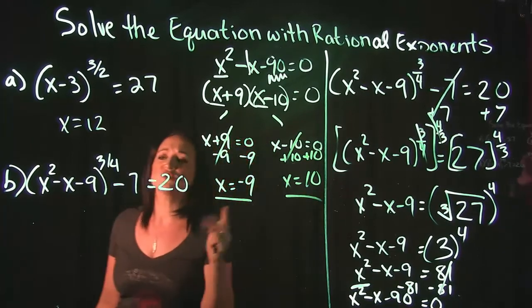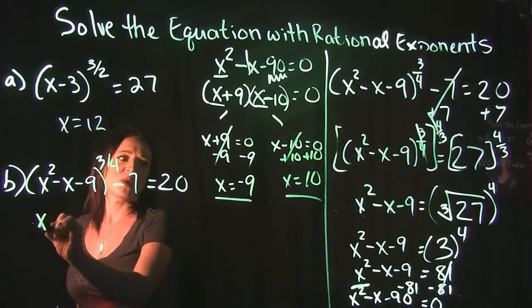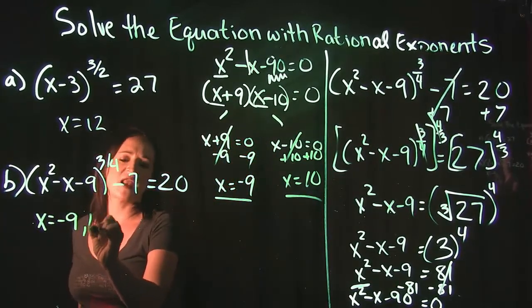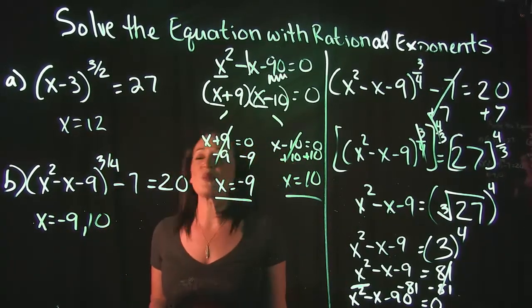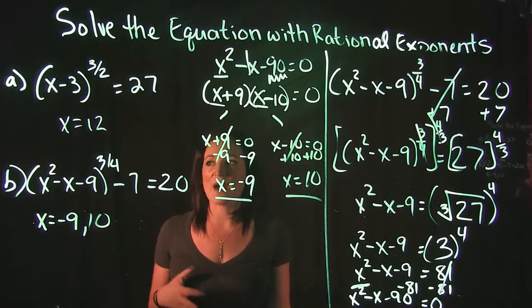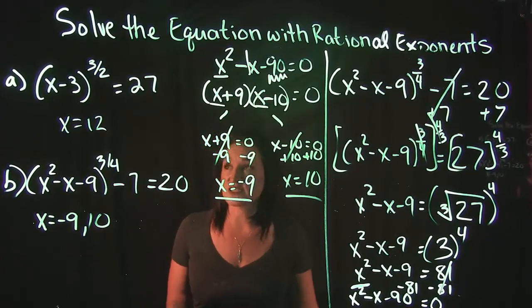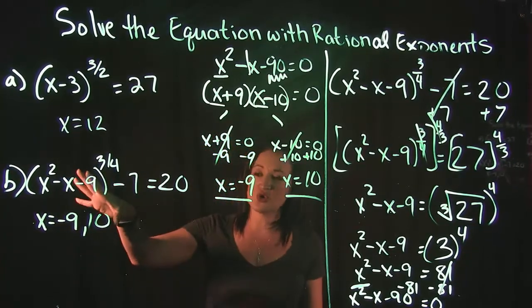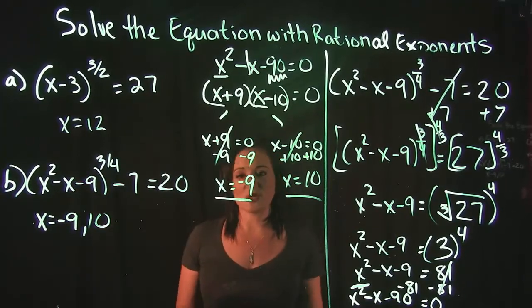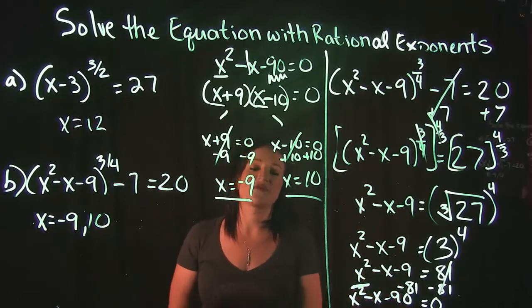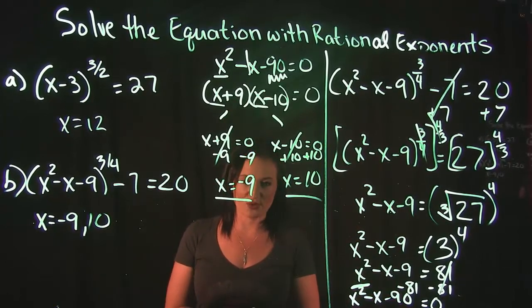So we're going to have two solutions for this problem. We get x is equal to negative 9 and x is equal to 10. So a little bit more work involved to do example B, but essentially the process was the same. Isolate your fractional exponent, raise it to the reciprocal, and then work on simplifying that using your algebra skills there. Otherwise, that's it for this video.